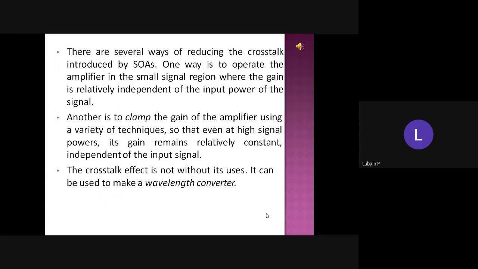Another way is to clamp the gain of the amplifier using a variety of techniques, so that even at high signal power, its gain remains relatively constant, independent of the input signal. The crosstalk effect is not without its use. It can be used to make a wavelength converter.